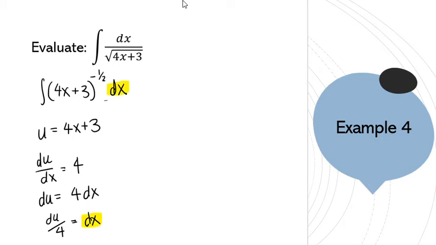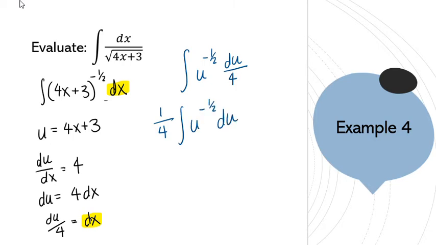just like this. Here we go. So suddenly my integral becomes u to the power of negative 1/2 times du over 4. You can kick out the quarter if you want. If that makes it easy for you, you can leave it and just ignore it. Bring it back after. Whatever works best.